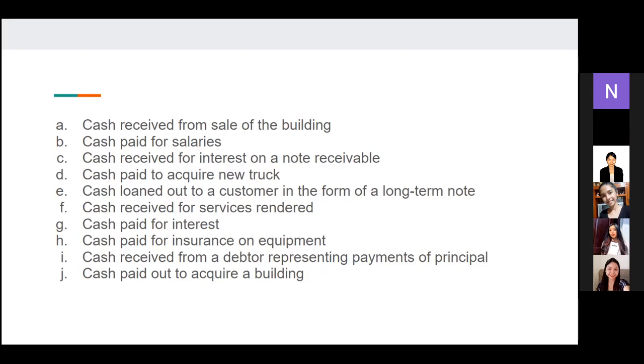So, sa letter I, so since si Miss Mary na lang pero sa J siya.